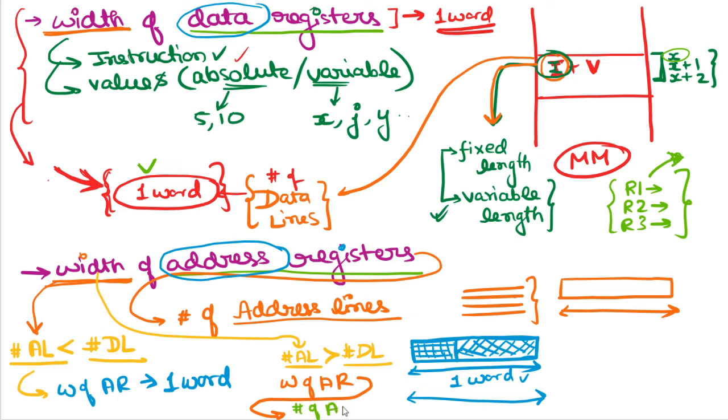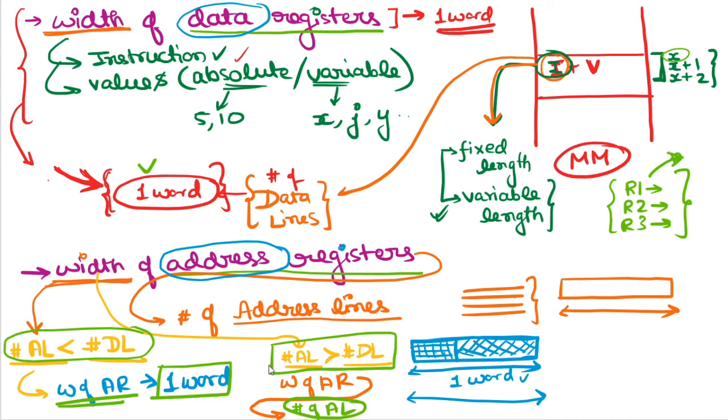Number of address lines. Okay. Width of address register is number of address lines. So there are two possibilities. If number of address lines are less than data lines, in that case width of address register is one word. And if number of address lines are greater than number of data lines, in that case width of address register is number of address lines, which will eventually be more than one word, right.